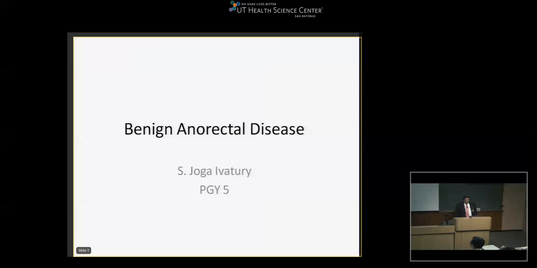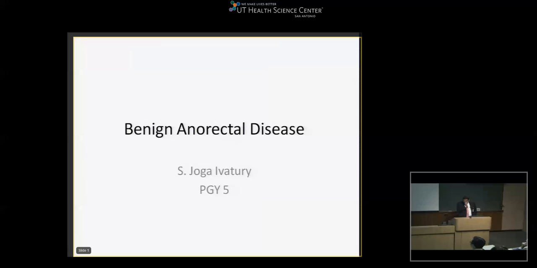Also, when talking about benign anal anatomy, it's important to understand the potential spaces that exist. Here is the ischioanal fossa, the perianal fossa, the intersphincteric space, the supralevator space, and then if you see on a different cross-section, you can see the deep and superficial postanal spaces as well.